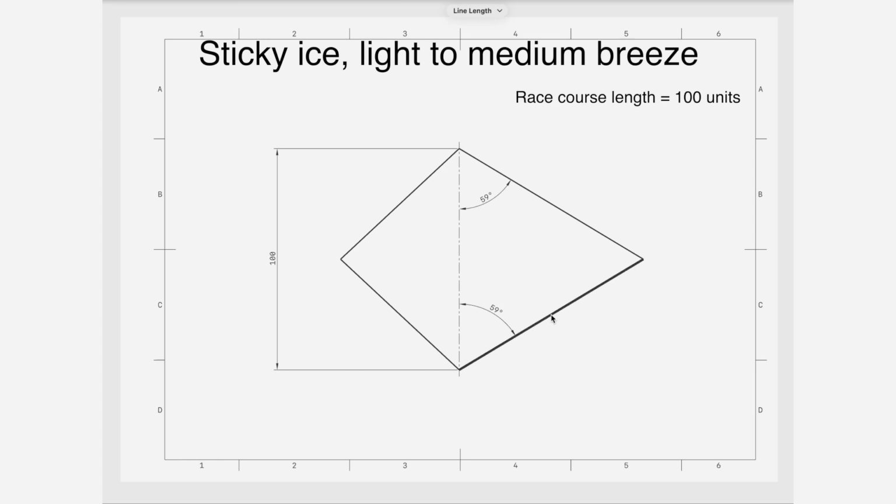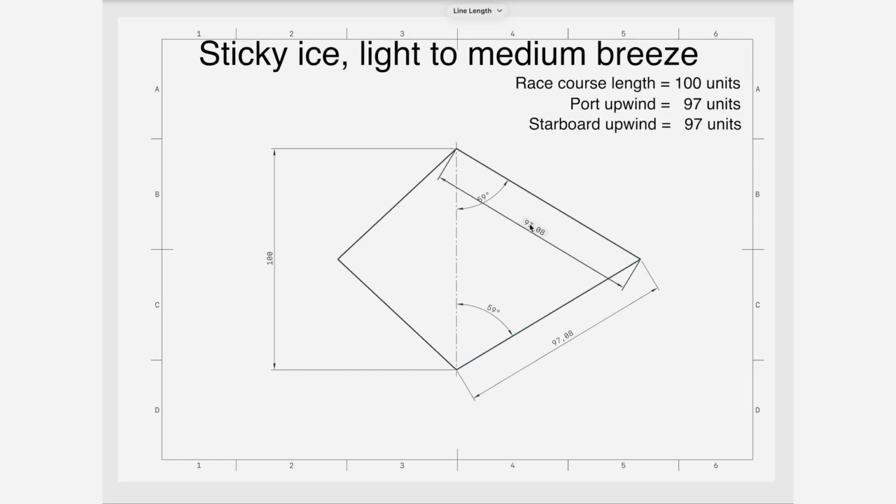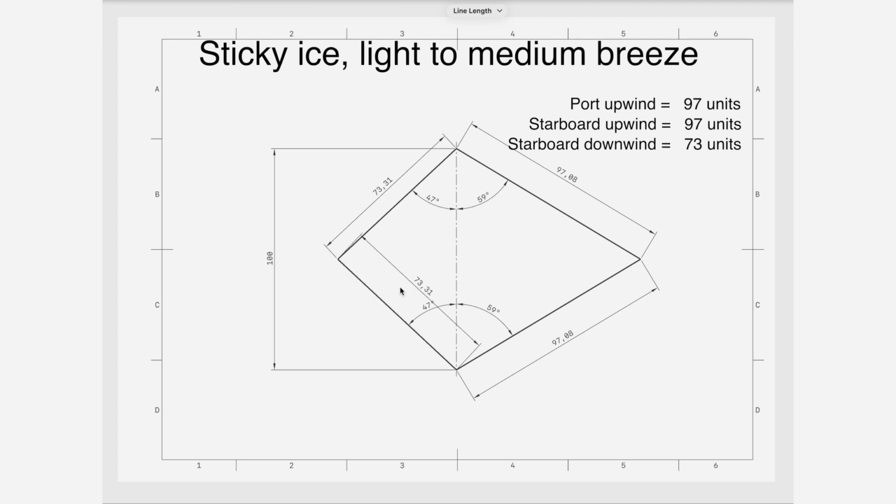That translates into a single upwind leg distance equal to 97 units, almost as much as the race course length. The downwind angle is reduced to 47 degrees, and notice that it is more than the upwind angle in the previous diagram. At 47 degrees, each downwind leg adds 71 units of distance sailed. Four legs combined make a lap distance of 340 units.